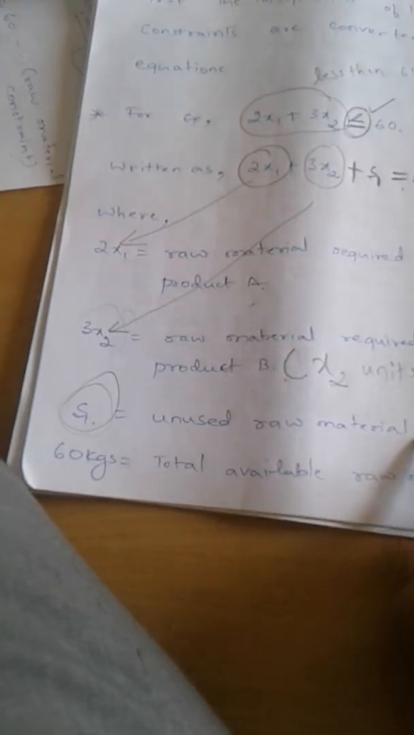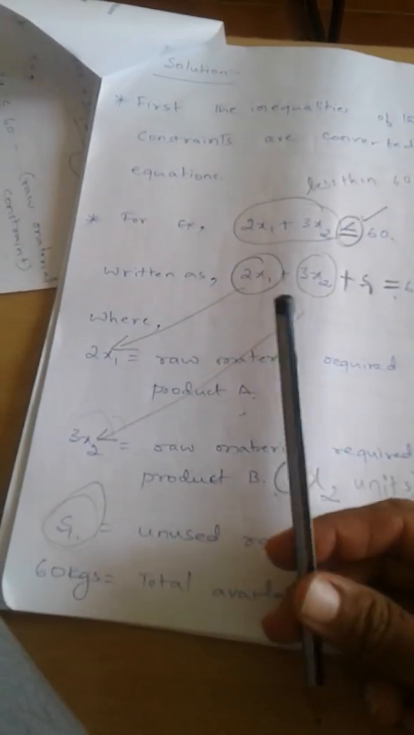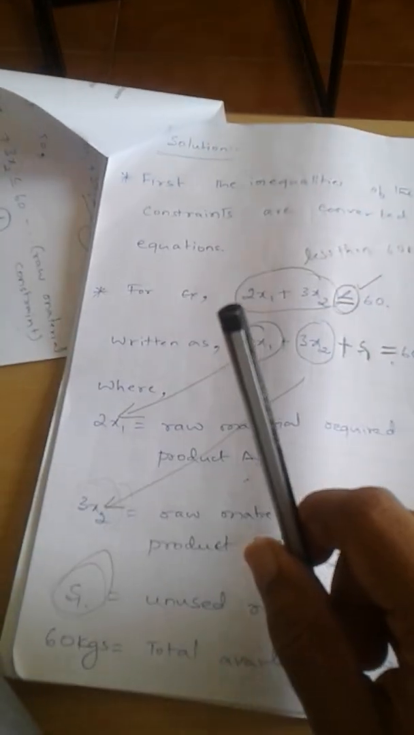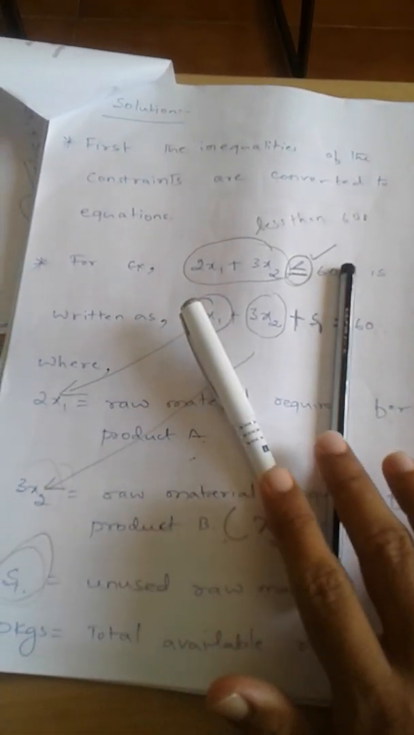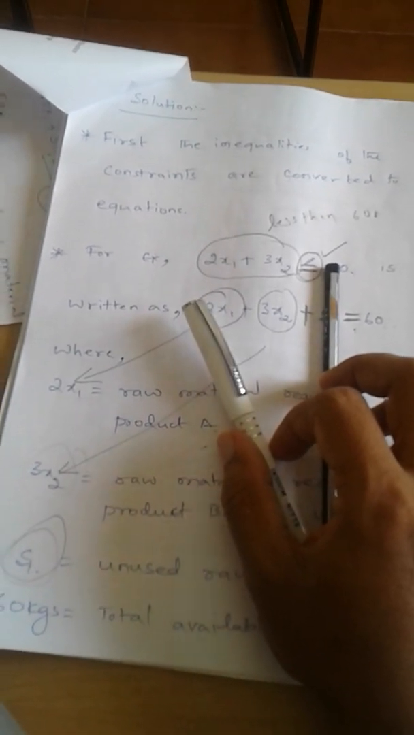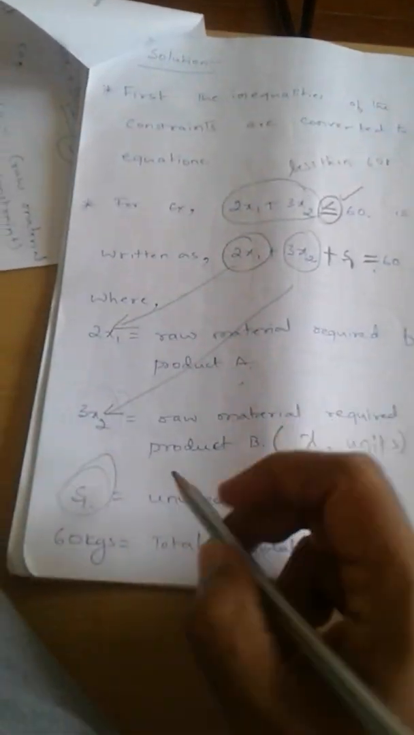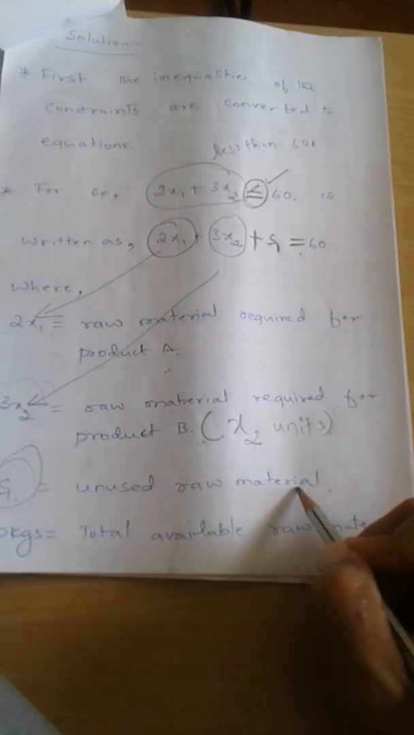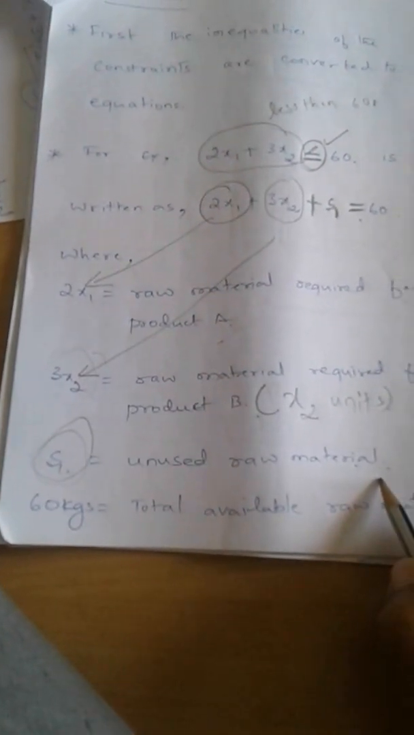It is unused raw material, correct. For example, if the company manufactures this pencil as well as this pen, then after manufacturing these two products, certain raw material will be unused. Is it right? So that component is nothing but s1. That is the meaning of this statement. S1 is the unused raw material.